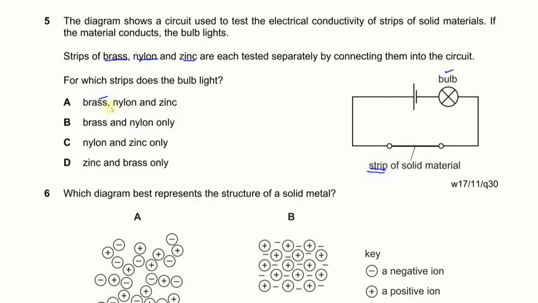So brass is an alloy that will conduct, but nylon is not a conductor. Nylon is a plastic, doesn't conduct electricity. Zinc do conduct. So that's not the right answer. Brass and nylon will not. Nylon and zinc. So the answer is actually this one. The zinc and brass only that will conduct electricity and it will make the bulb to light.